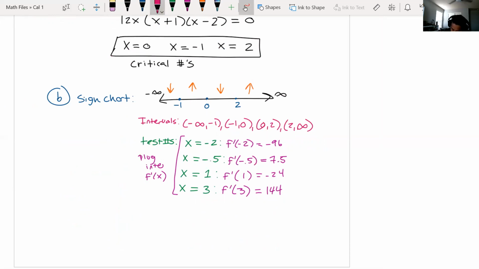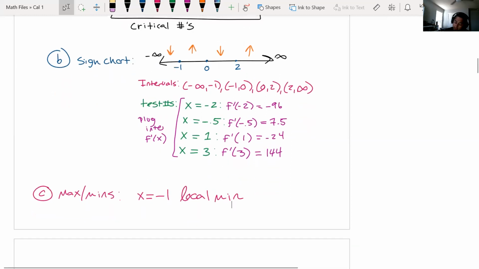So we'll call this C. Max and mins. Okay, so looking at your sign chart, let's look at our first critical number of -1. We are decreasing and then increasing. This means -1 will be a local maximum or minimum. Minimum. Good, a local minimum.